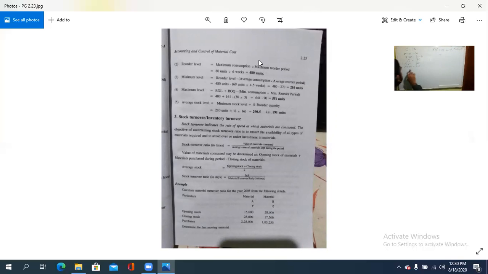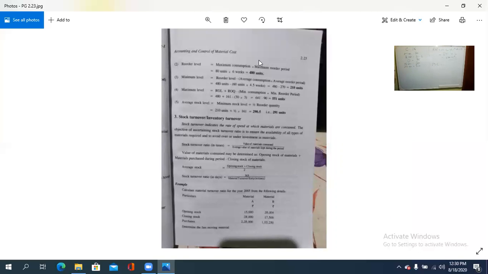So maximum consumption is 80, isn't it? So 80 into maximum reorder period. Reorder period 6 is that. So 8 sixes are 48, so 480 units. Then after that, what we need is the minimum level.